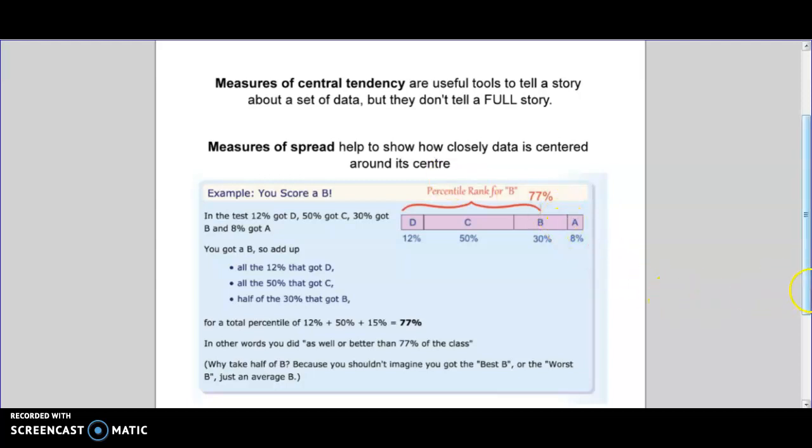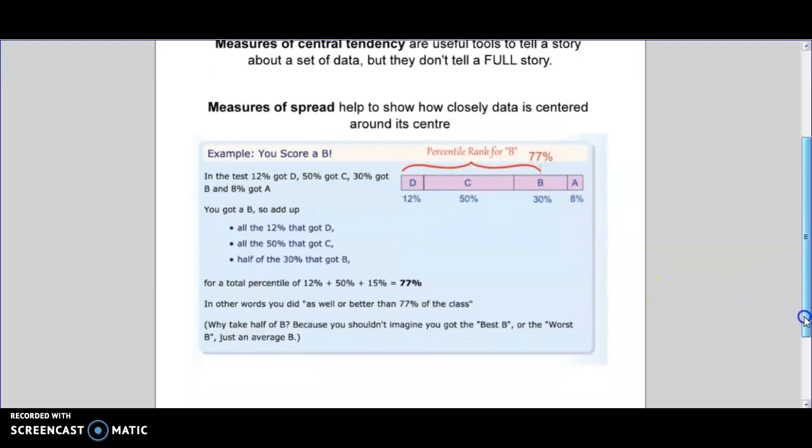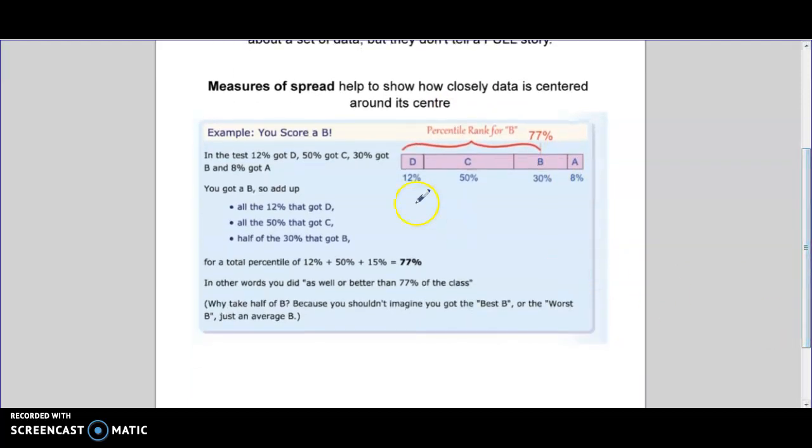Okay, so here in the example, you scored a B, it says. In the test, 12% of the class got a D, 50% got a C, 30% got a B, and 8% got an A. You got a B, right? So we add up the 12% that got a D and the 50% that got a C and half of the 30% that got a B. By adding all of those up, it tells us where you stand in terms of the percentage of people you did better than.